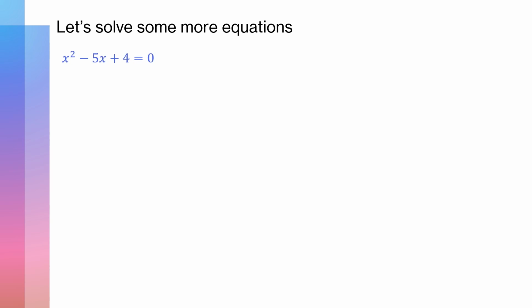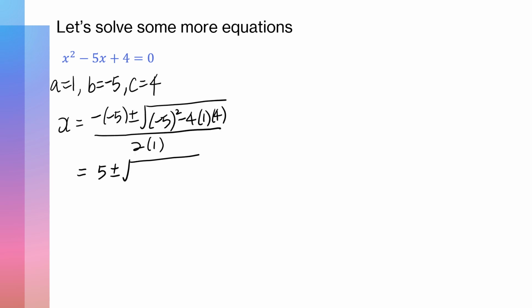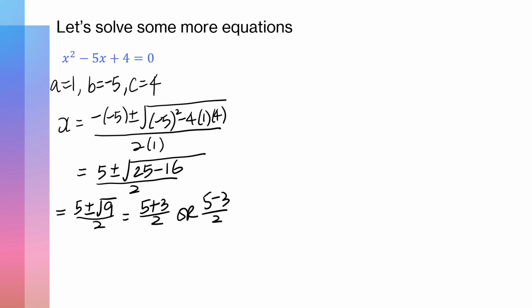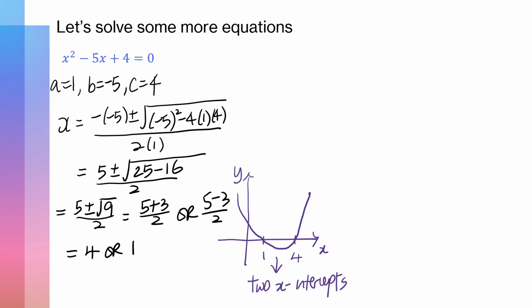Let's go on to solve some more equations. If I have x squared minus 5x plus 4 equals 0, the values of a, b, and c, substitute in your quadratic formula, and you see that you actually managed to get two answers for x. One is 4, the other one is 1. If you were to sketch the curve, you will see that the curve cuts the x-axis at x equals 1 and x equals 4. So there are two x-intercepts.